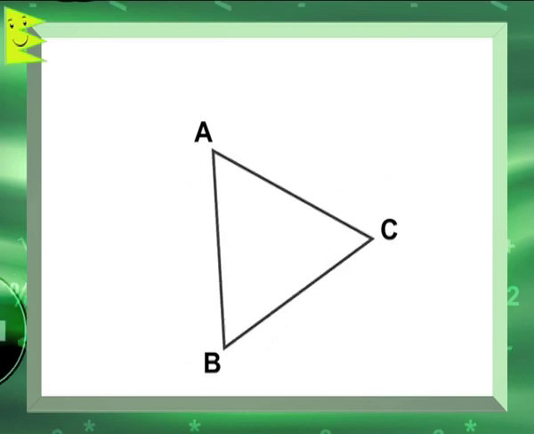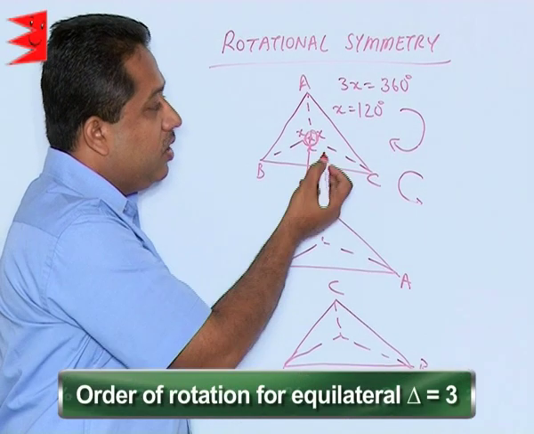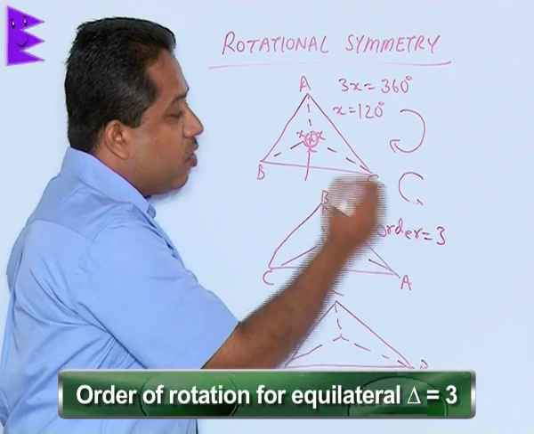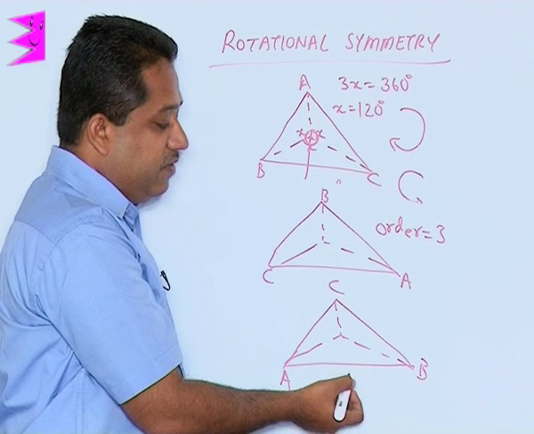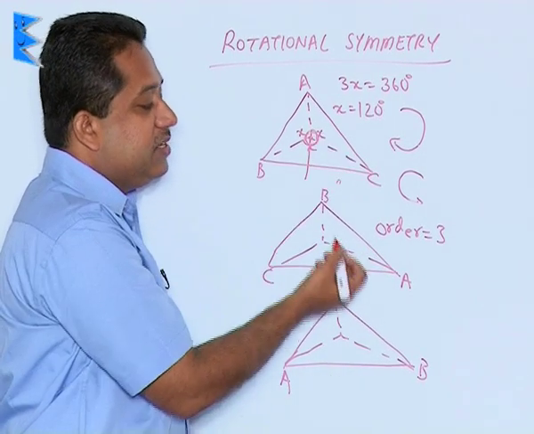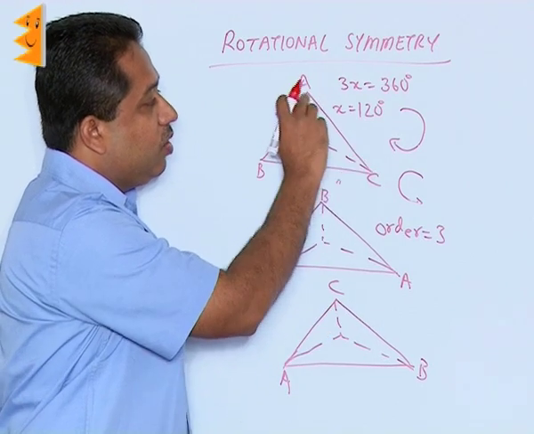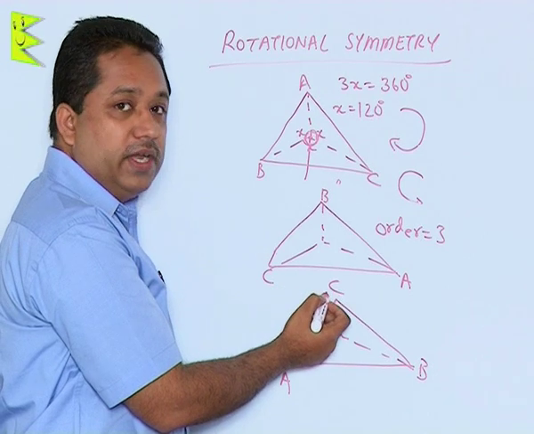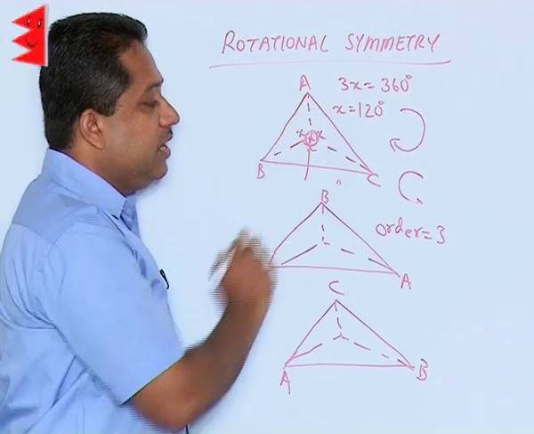So I can say the order of rotation for an equilateral triangle is 3, because I can rotate it in 3 possible ways, and in all the 3 possibilities we find that the shape remains the same, they are identical. Only thing is that the position of the vertex keeps changing. Now if I am going to rotate it once more by 120 degrees, this position A will come back to its original position and we will get back the figure.